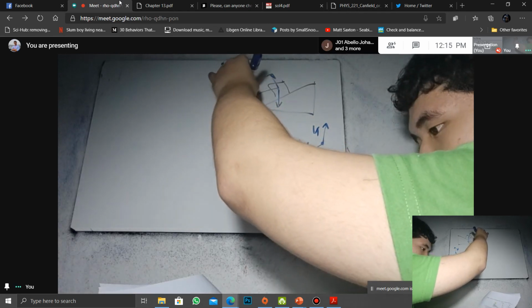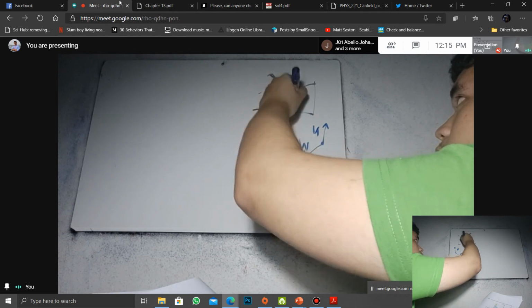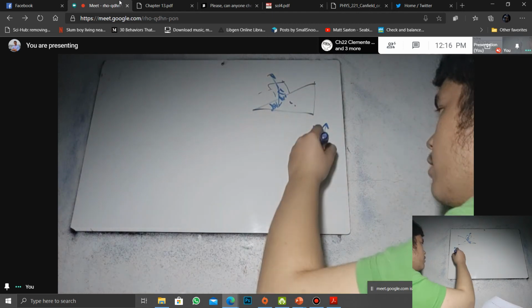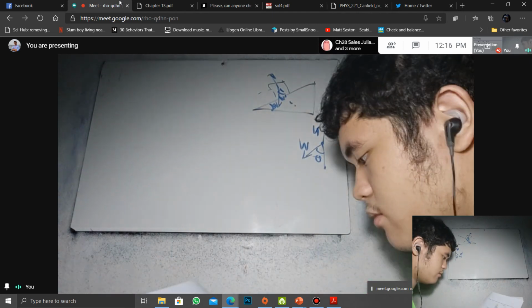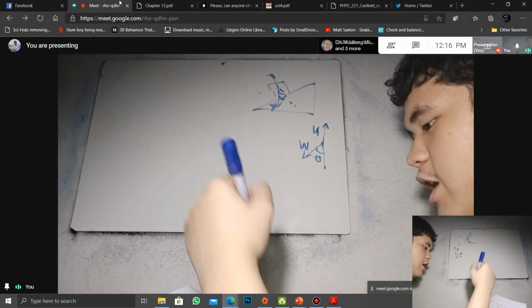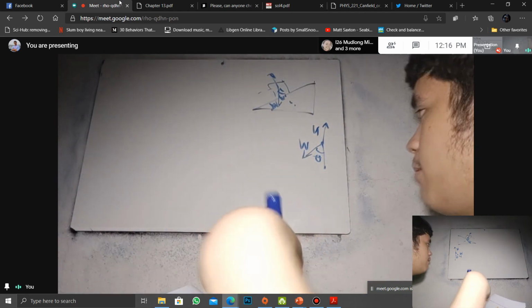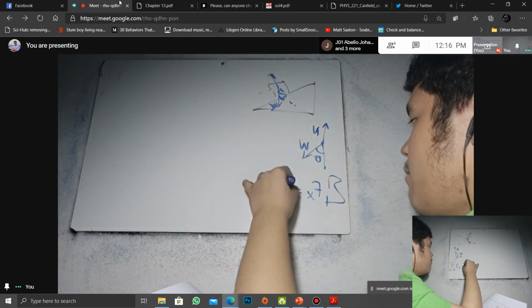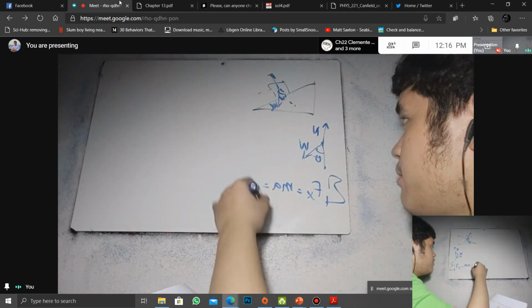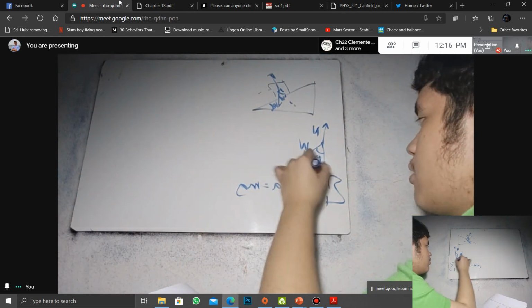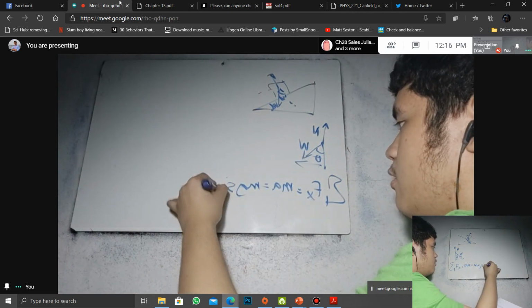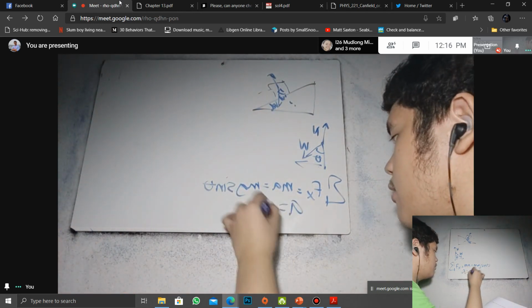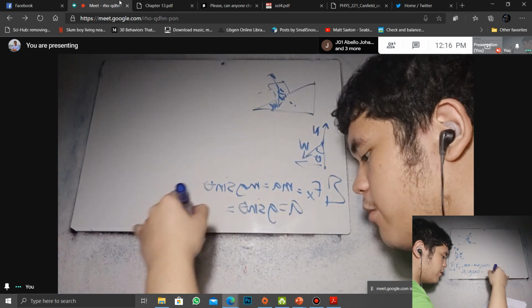Tapos meron tayo dito, theta. Ito yung theta. So, look at the x component. Dali lang yan. Kasi 5A, determine the acceleration of the block as it slides down the plane. Sige, simple lang yan. Fx equals ma equals mg sin theta. Kasi, di ba, x component, ito yon. A equals g sin theta, which is equal to 3.67 meters per second squared.